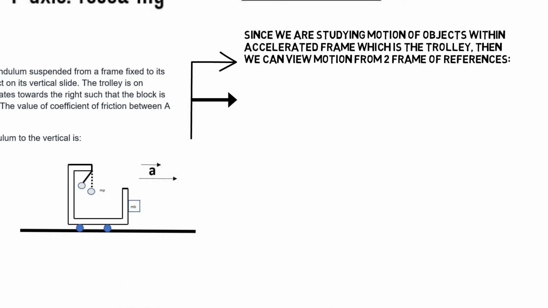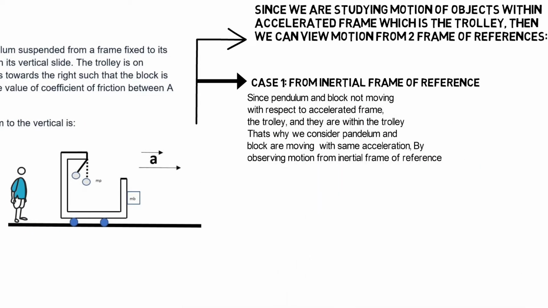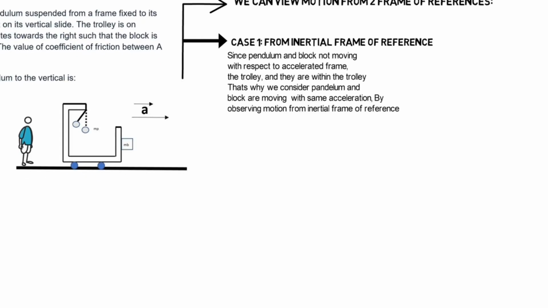Okay, for case 1, viewing the motion from an inertial frame of reference. Since there is no motion between the block and the pendulum within the accelerated frame of reference, that is, the block is not sliding relative to the trolley, and the pendulum is fixed at its final position, the observer is observing the accelerated trolley, the pendulum and the block as one system. So the pendulum and the block also have the same acceleration as the trolley.